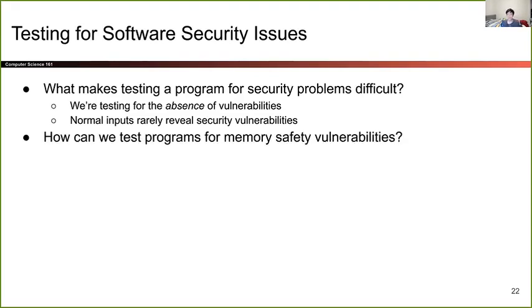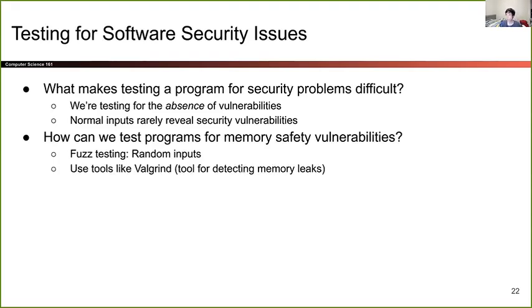So how can we test programs for memory safety vulnerabilities? One of the ways that's used pretty often is fuzz testing. You will run a program 1,000,000 times with 1,000,000 random inputs. That gives you a pretty good chance at finding certain bugs that you might have missed because your own tested inputs weren't very comprehensive. So this literally sends random data to the program and sees if it can break it in weird ways.